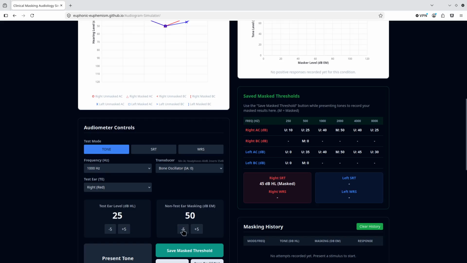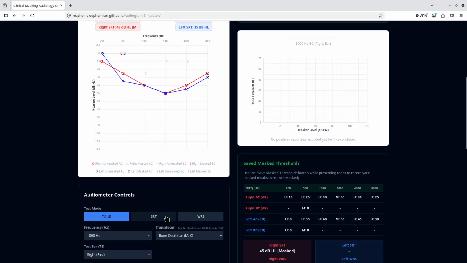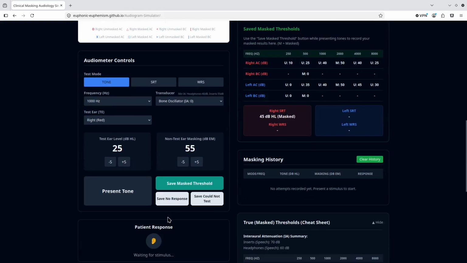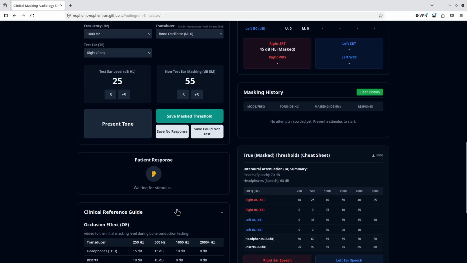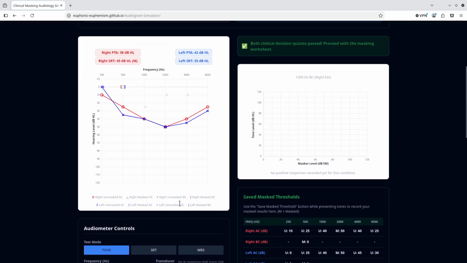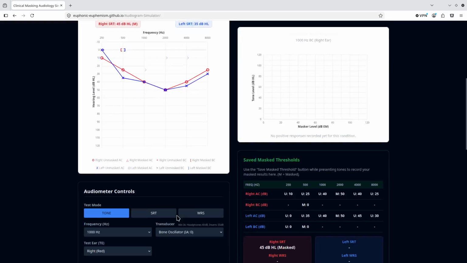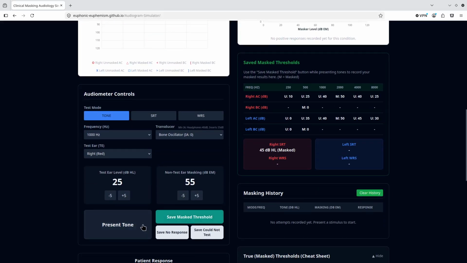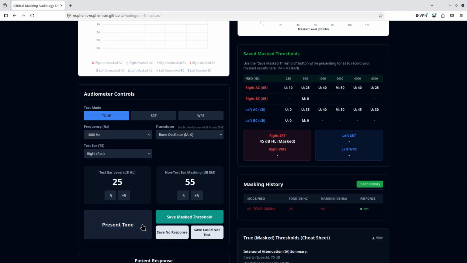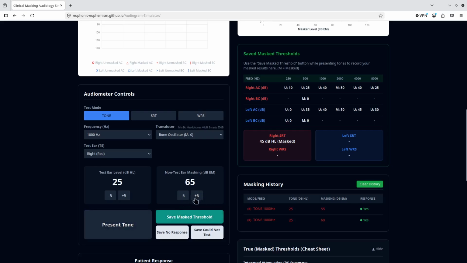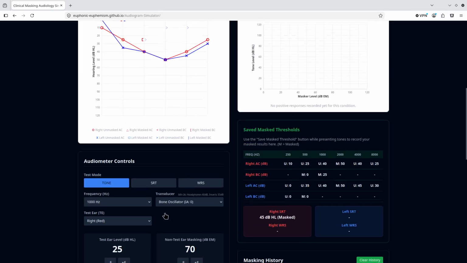We're going to start at 50 plus a safety factor, 55. And ordinarily we'd add the occlusion effect. Because we already see that we have an air-bone gap at 500 hertz, I'm going to assume that we might have an air-bone gap here, so we're not going to add the occlusion effect in to be safe. So we're going to present the tone. We've got a response. We're going to raise the masker, presenting the tone, getting a response. Same thing. We plateaued. Save masked threshold.